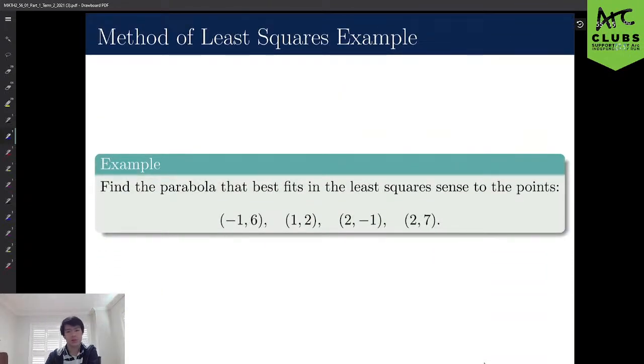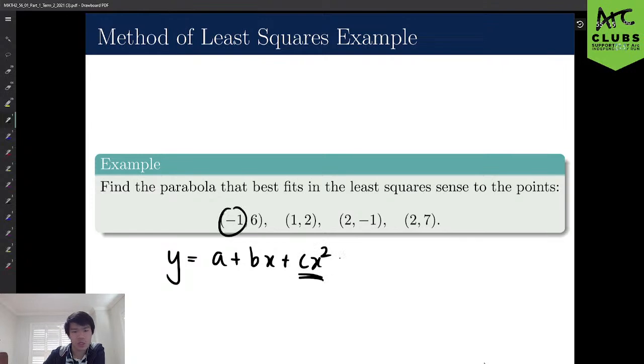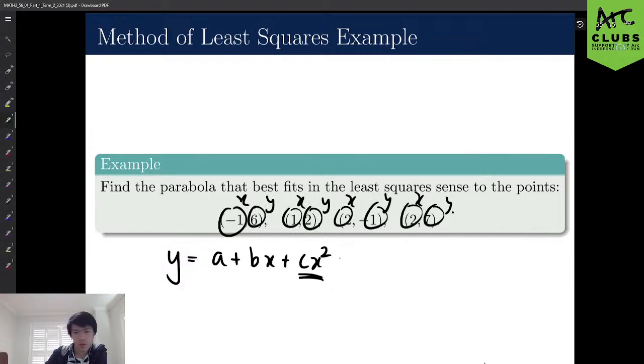So find a parabola that best fits, in the least squares sense, these points. Let's think about what that means. We're trying to find a relationship like this: y = a + bx + cx^2. And remember, this is x, this is y. So that will mean that we apply that to these 3 points.